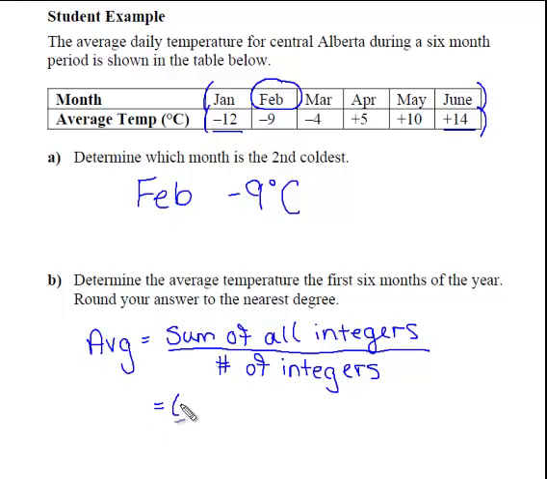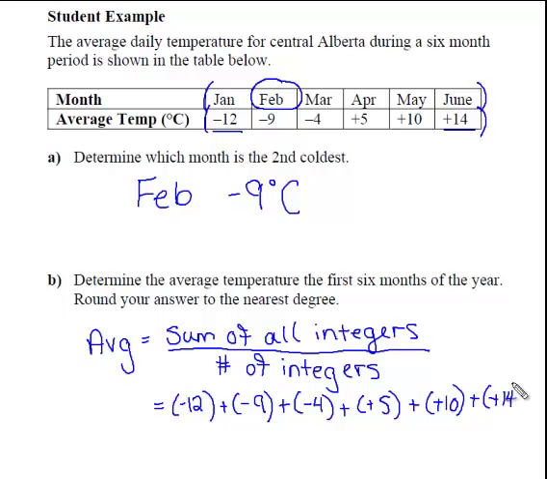So we will add up -12 plus -9 plus -4 plus +5 plus +10 plus +14, and we will divide that all by 6 because we have 6 terms. If you add up the top, you will see that you get an answer of 4, and we divide that by 6. They ask for your answer to be rounded to the nearest degree.